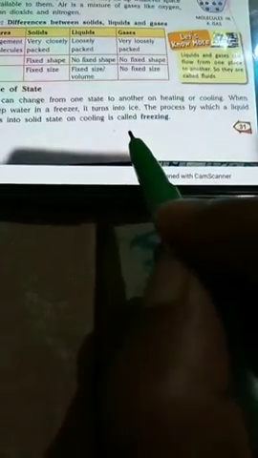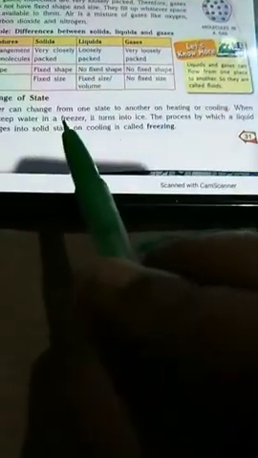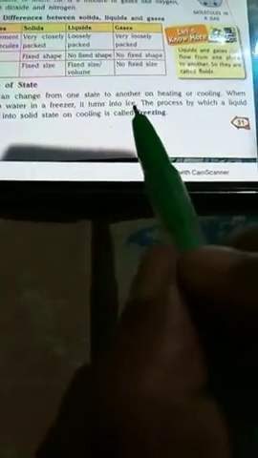Why has this turned into ice? Because the temperature inside the freezer is very low compared to the outer temperature, or the room's temperature. That's why when we keep water in the freezer, it turns into ice. Here we have a cooling effect. The process by which a liquid changes into a solid state on cooling is called freezing.